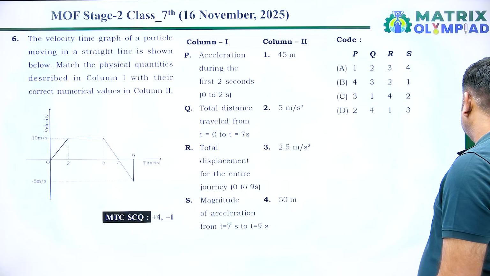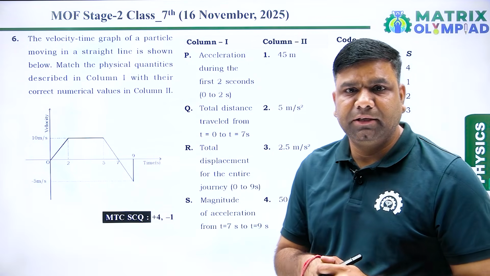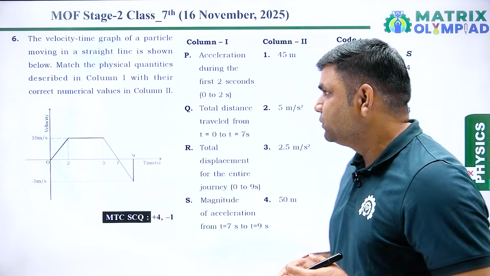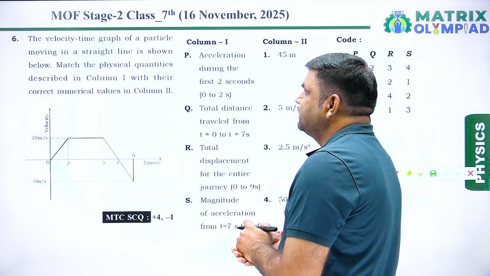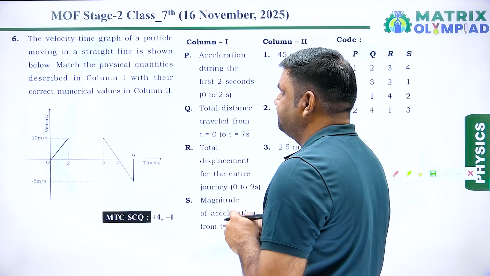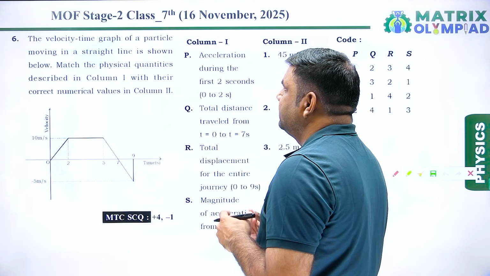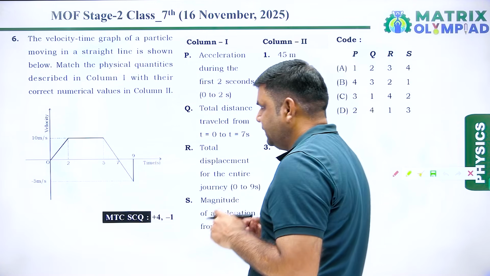Let's move to another question, that is question number 6. Question number 6 is based on matching the columns, so we have to match column first with column second. In question number 6, the velocity-time graph of a particle moving in a straight line is shown. Match the physical quantity described in column first with their numerical values in column second.